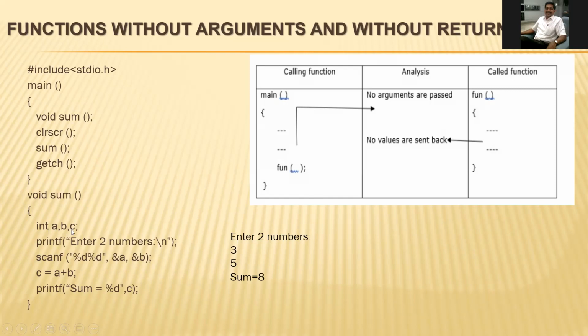What is the calculation? Integers a, b, c are declared and two numbers are entered. For example, a and b values are given and the calculation is done, that is a plus b is equal to c is calculated. Now what is this c? c is the sum of a plus b. So sum is equal to %d, c, that is, c is displayed here.